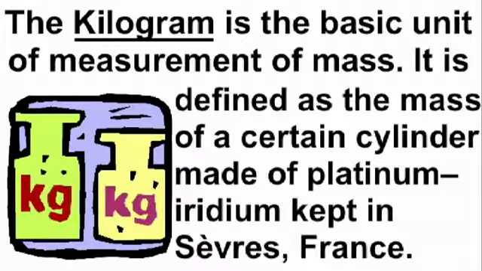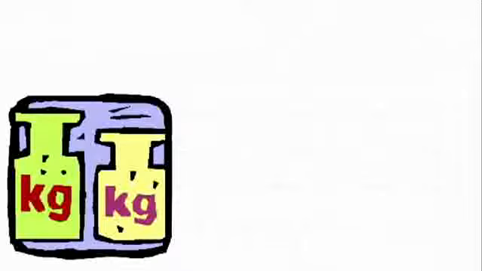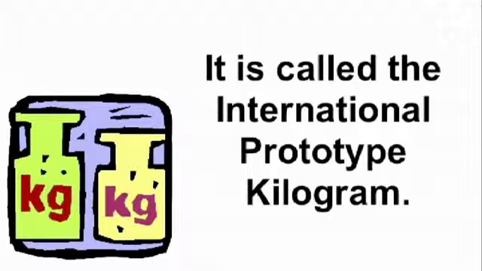The kilogram is the basic unit of measurement of mass. It is defined as the mass of a certain cylinder made of platinum iridium kept in Sèvres, France. It is called the International Prototype Kilogram.